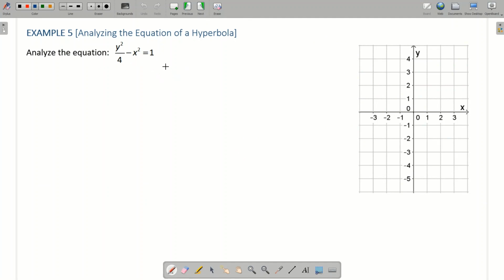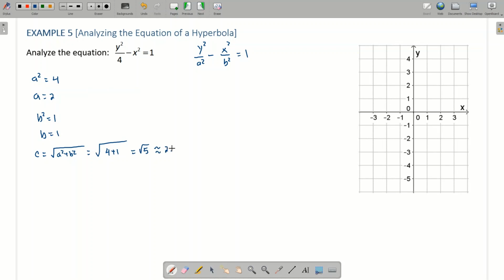Okay, so let's do that with this example. Notice that this is in the form y squared over a squared minus x squared over b squared equals 1. So a squared is equal to 4, which means a is equal to 2. b squared is equal to 1, so b is equal to 1. If we need c, then c is equal to the square root of a squared plus b squared, which is the square root of 4 plus 1. So once again, our c is square root of 5, which is approximately 2.24.